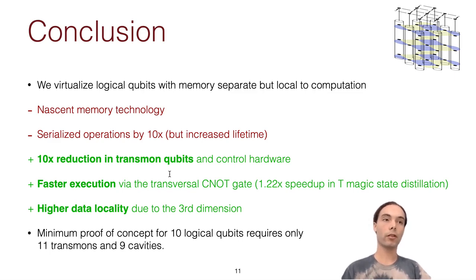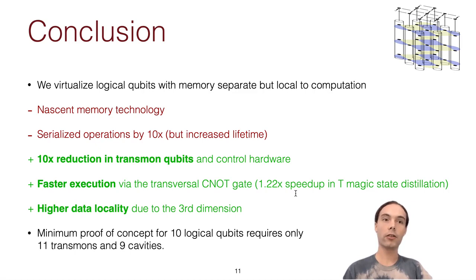So the benefits we get, though, are we get this huge reduction in hardware complexity. We have 10 times fewer transmons and control hardware and control wires and all that. And we get faster execution via the transversal CNOT I showed. And it turns out that this gives us a 1.22 times speed up in magic state distillation. For error-corrected algorithms, this is the major cost of any algorithm execution, is generating t-states. So this is a big win.